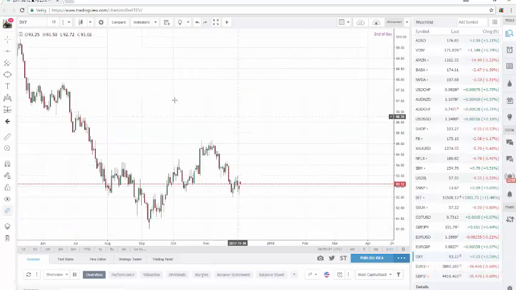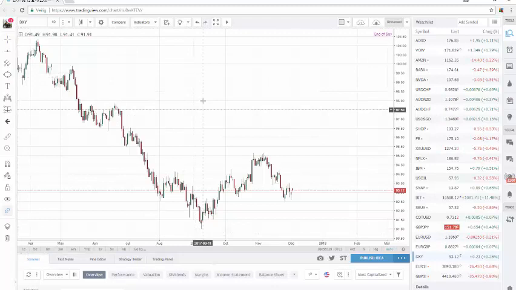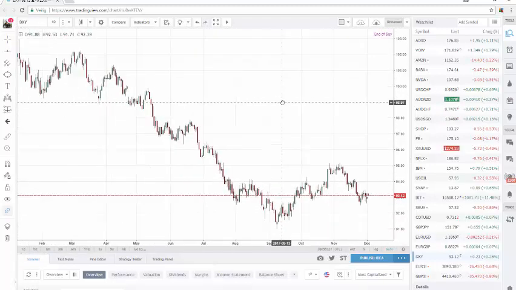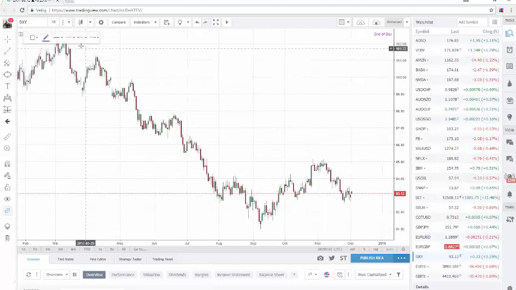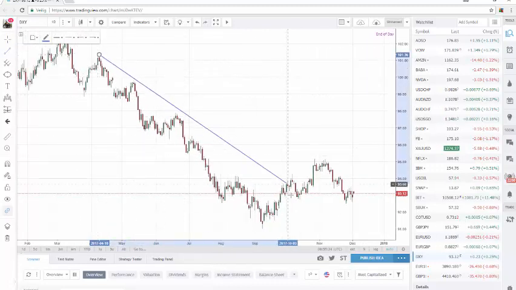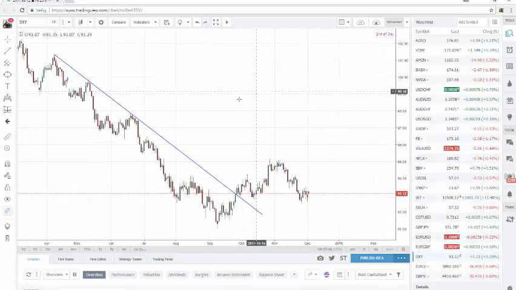This is something I look at as well. This is the dollar index. Kind of the same thing. The dollar took quite a hit last year. So when we draw in the lines, we can see the price trend got broken. We started moving to the upside.